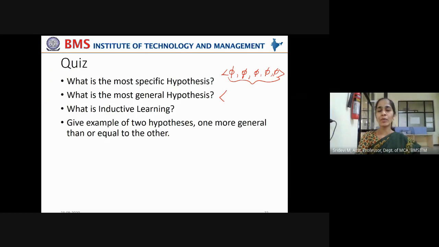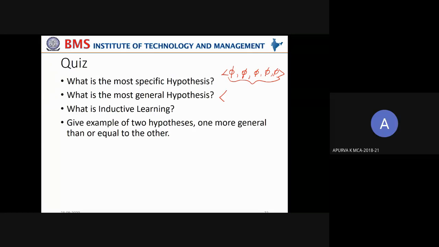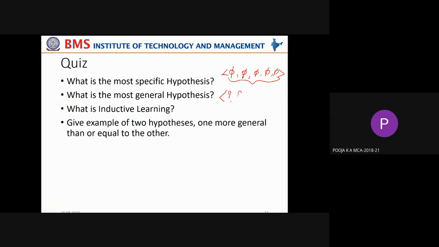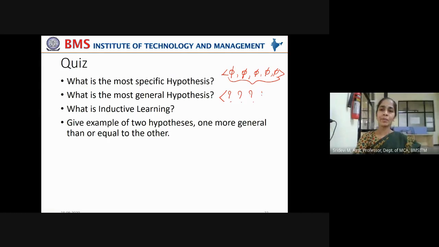Now, can you tell me the more general hypothesis? When there is no condition. The condition is less. There is no condition. Any value can be accepted. Yeah, I'm okay with any type of value. This is called a more general hypothesis.